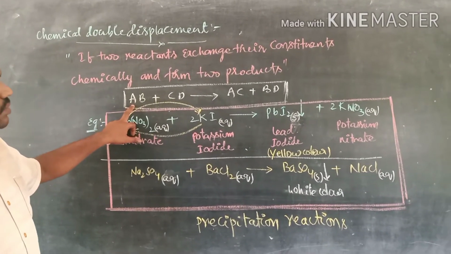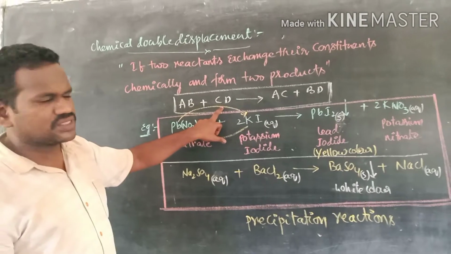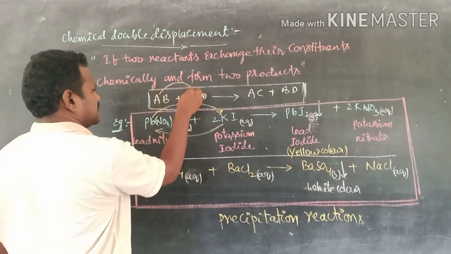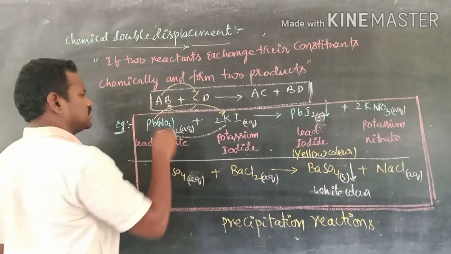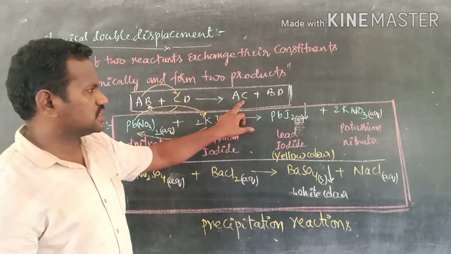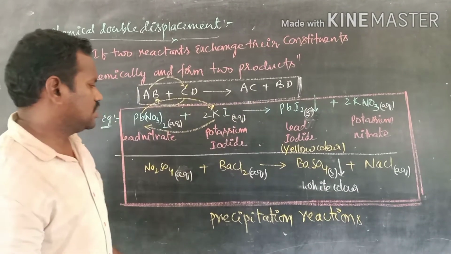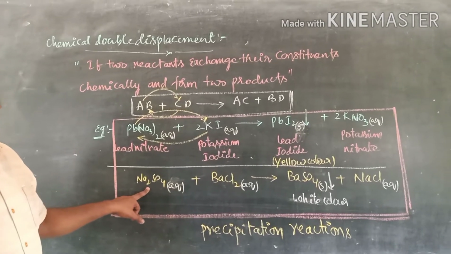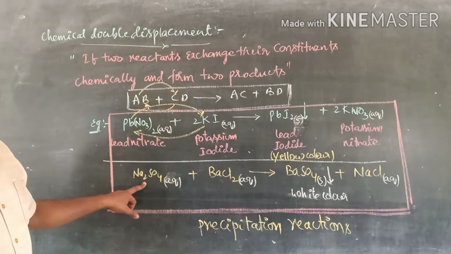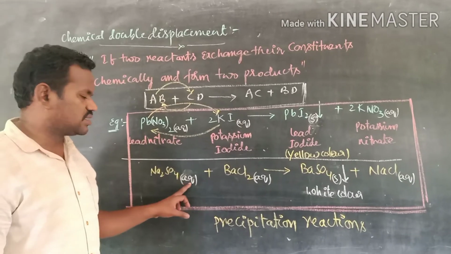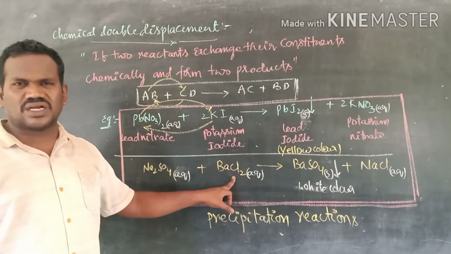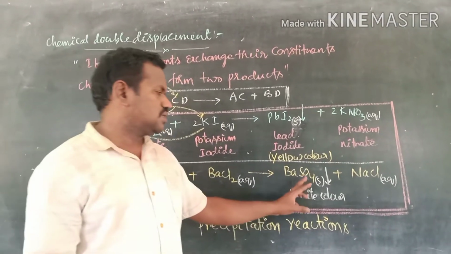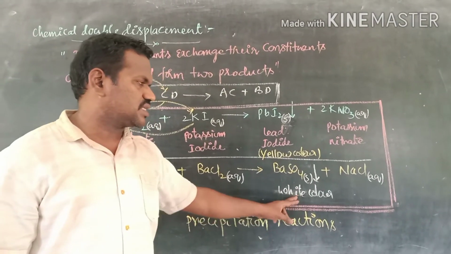AB is a compound reacted with another compound CD. Now the place of A is displaced by C and the place of C is displaced by B. Now the products are AC plus BD. See the example of sodium sulfate, Na2SO4, actually it is in the form of a solid. By adding water it is converted into the aqueous solution. Barium chloride is a solid. By adding water it is converted into the aqueous solution, and reacts to give barium sulfate, which is a white color precipitate.